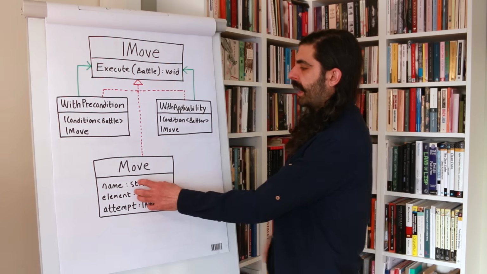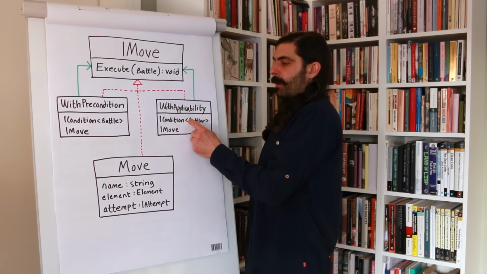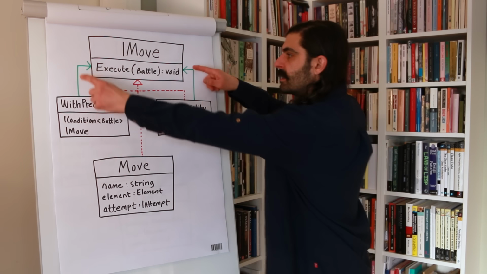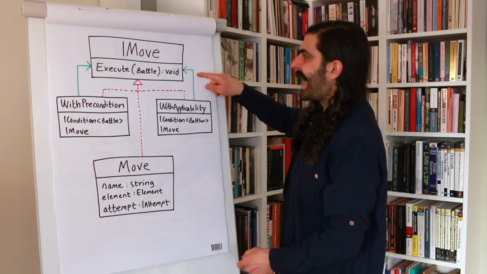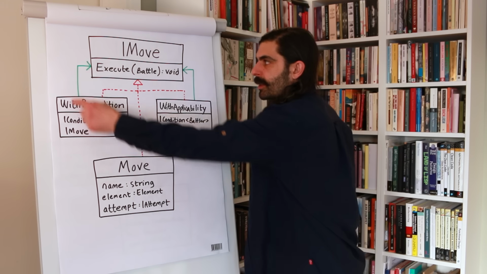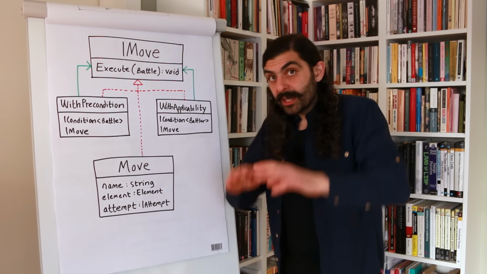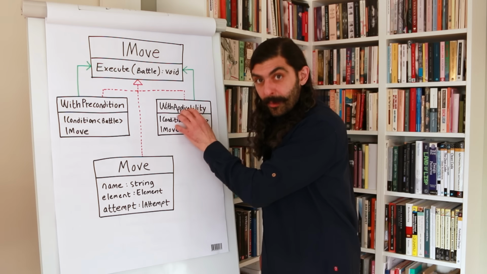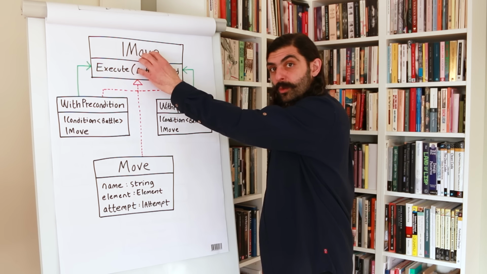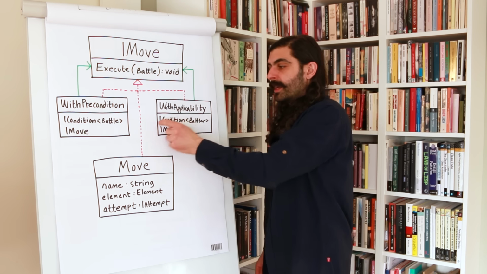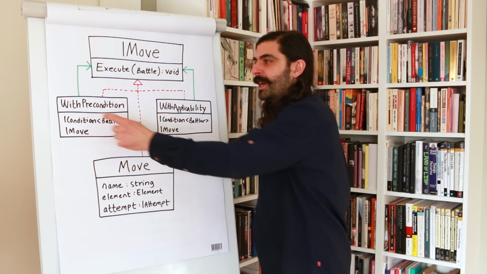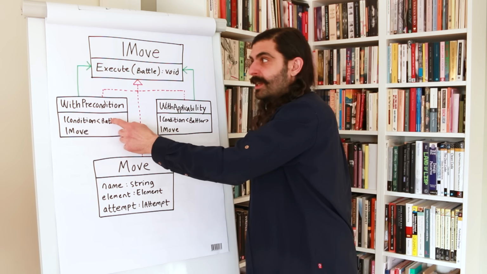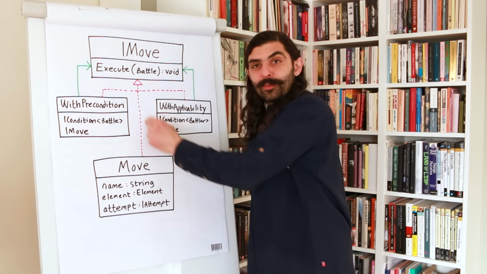Okay, so these are the moves, right? So we have I move, and the move is an I move, and applicability is an I move, and precondition is an I move. But notice these green arrows. With applicability has an I move, and with precondition has an I move. Why? Because these are wrappers. These are decorators. With applicability decorates a move and wraps that move with some applicability condition. Similarly, with precondition wraps a move with some condition so that we have that move, but with some precondition.